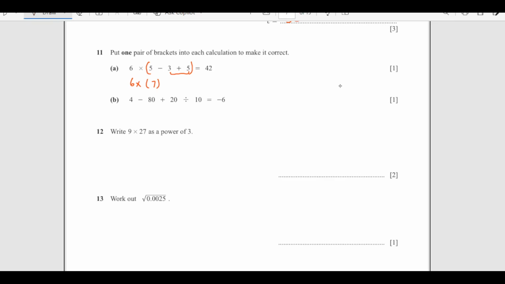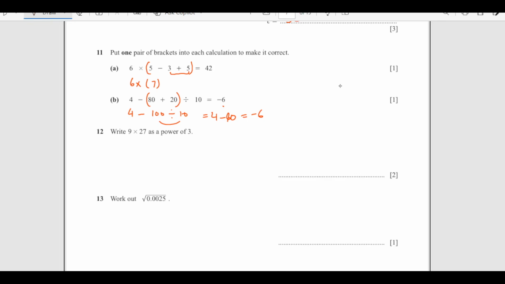Now this one here we have a negative, so let's say I put the bracket here. Let's try 4 minus, this is 100 divided by 10. So 100 divided by 10 is 10. 4 minus 10 gives us negative 6. So this is correct here.